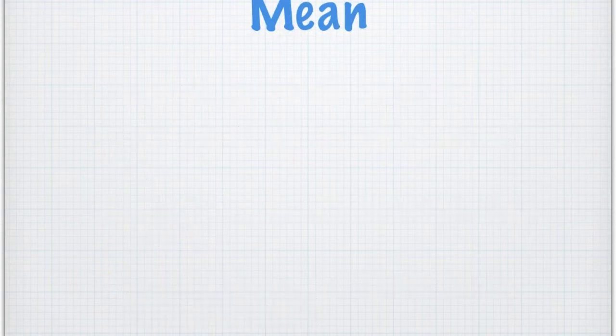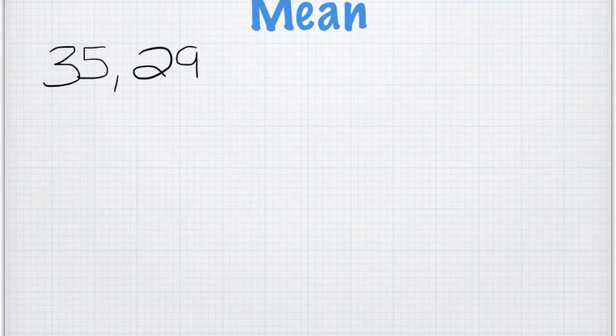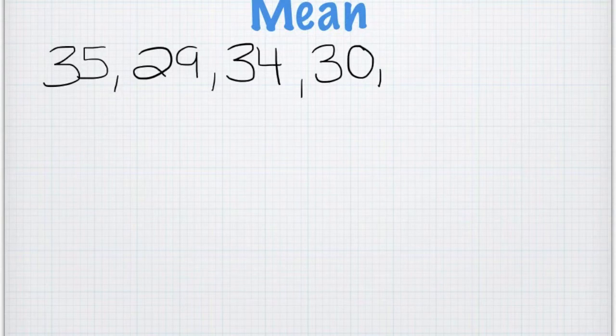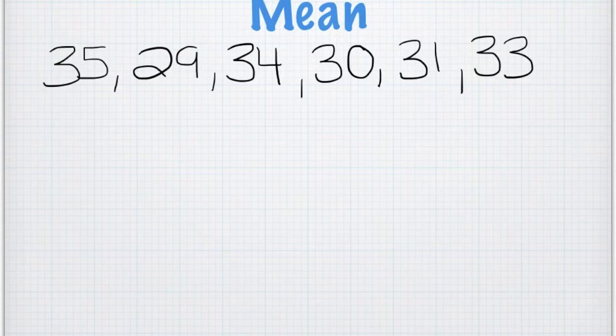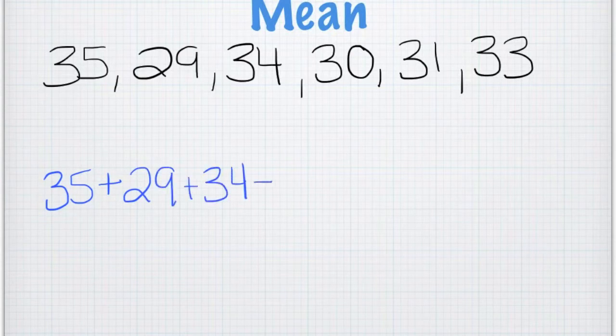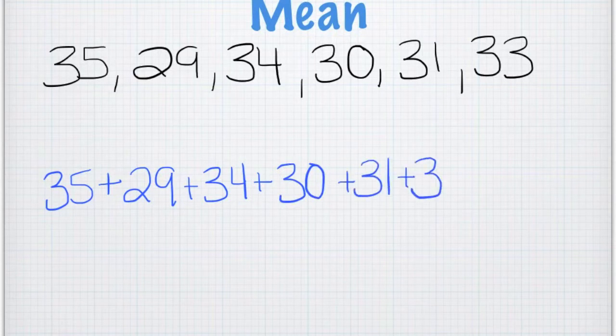So to find the mean, we're going to do an example. For instance, we have all this data. We have 35, 29, 34, 30, 31, and 33. Now what we're going to do is add all of those up. So we're going to do 35 plus 29 plus 34 plus 30 plus 31 plus 33, which equals 192.